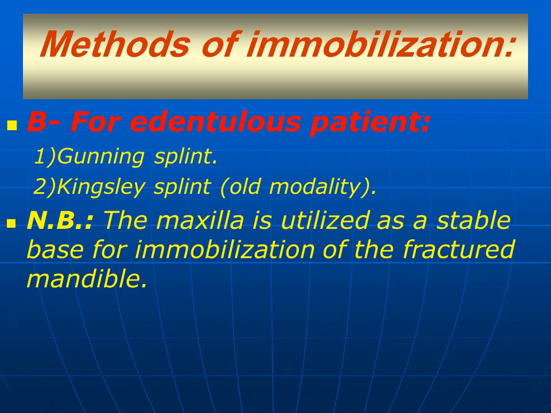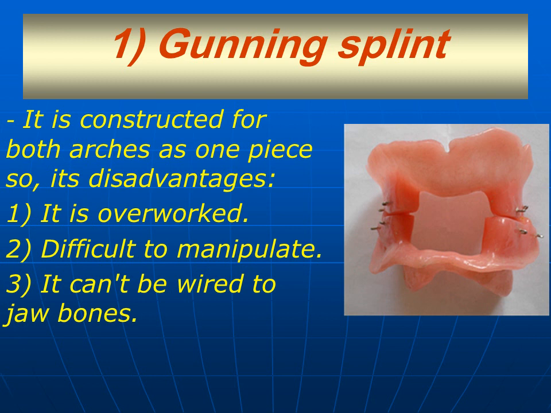Then we come to edentulous patients. For edentulous patients, as I said, we have the gunning splint and the Kingsley splint. As I said before, the maxilla is utilized as a stable base for immobilization of the fractured segments of the mandible until healing. Gunning splint. Gunning splint is constructed for both arches as one piece. So its disadvantage is that it is overworked, difficult to manipulate, and it cannot be wired to the jaw bones.